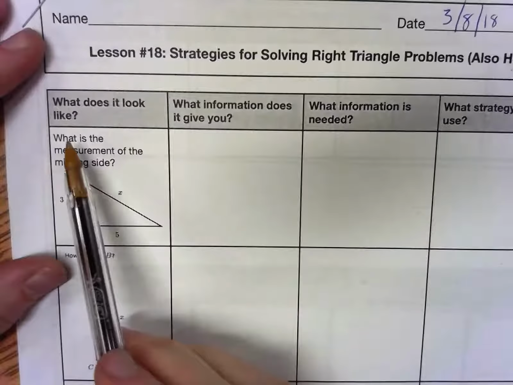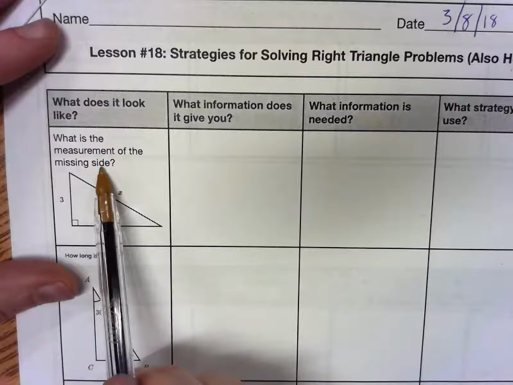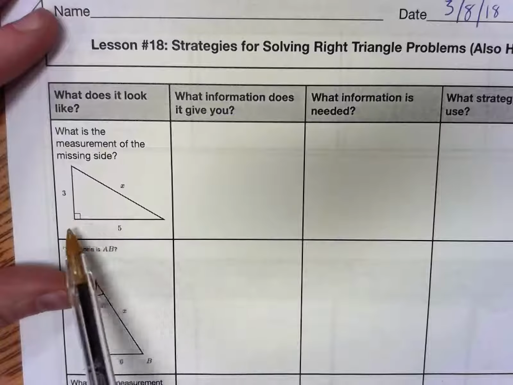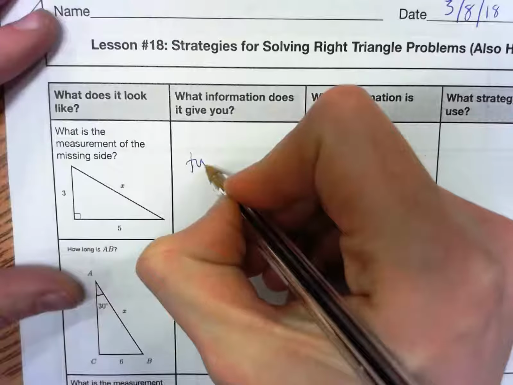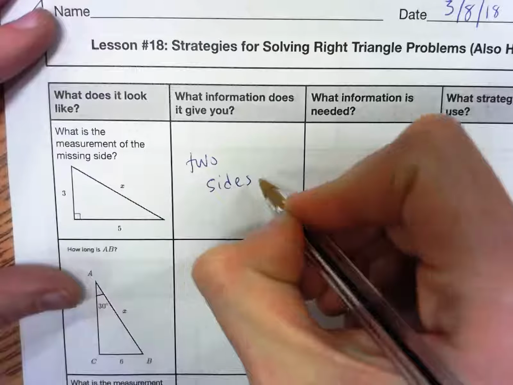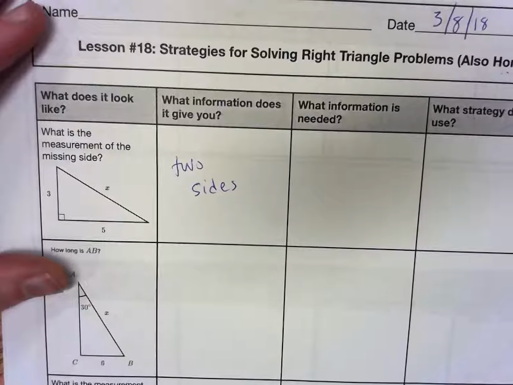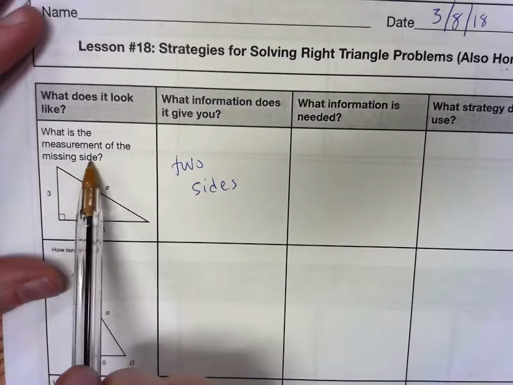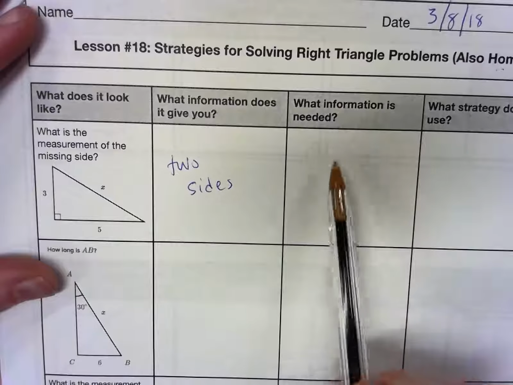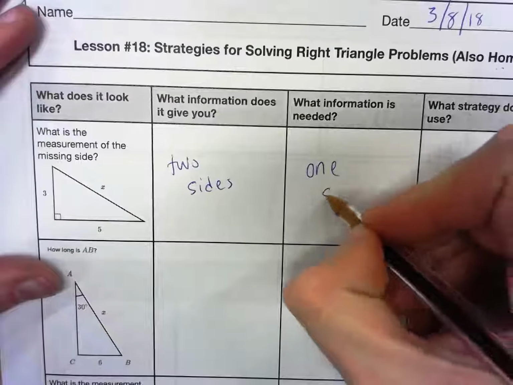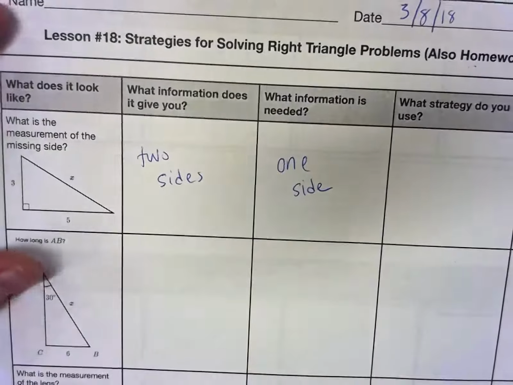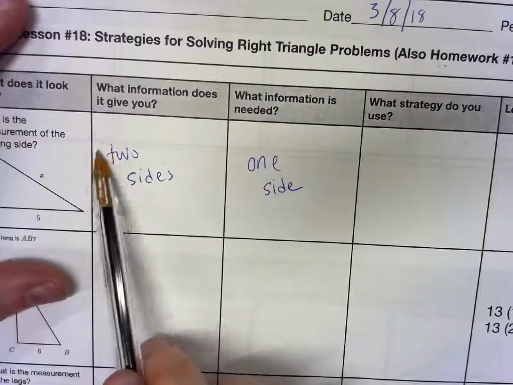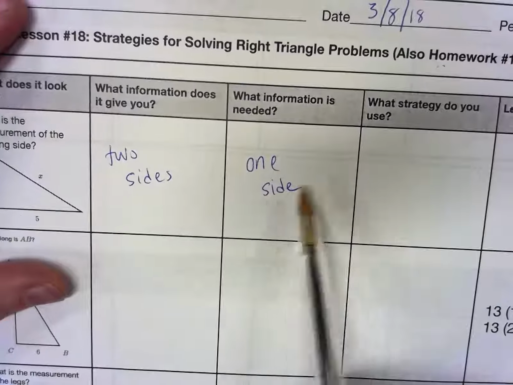So this question says, what is the measurement of the missing side? The information that it gives you, well, it gives us one side right here, and one side right here. So we can say it gives us 2 sides. When it says what information is needed, it's asking for the measurement of the missing side. So what are we trying to find? One side. If you think to yourself, what flashcard does this match with? It gives us 2 sides. We need one side. We're going to go with Pythagorean theorem.